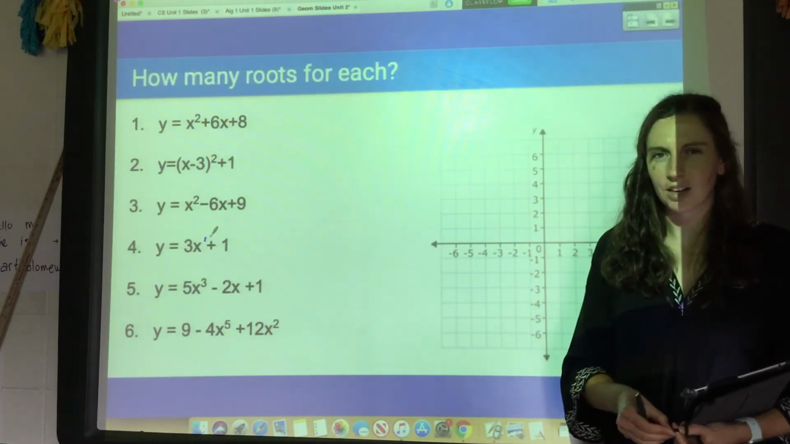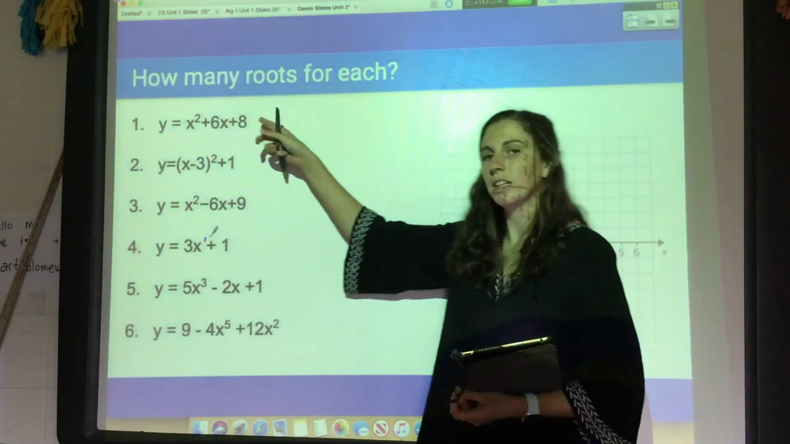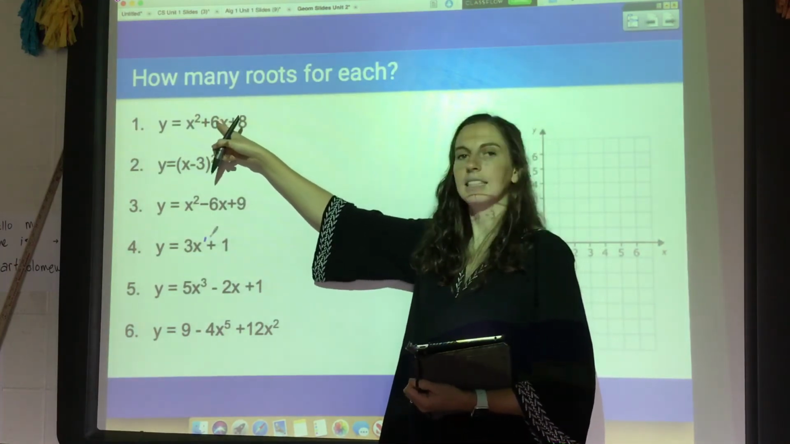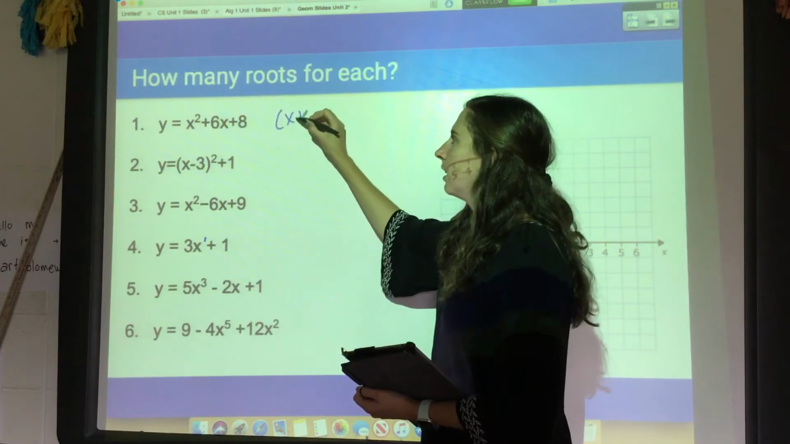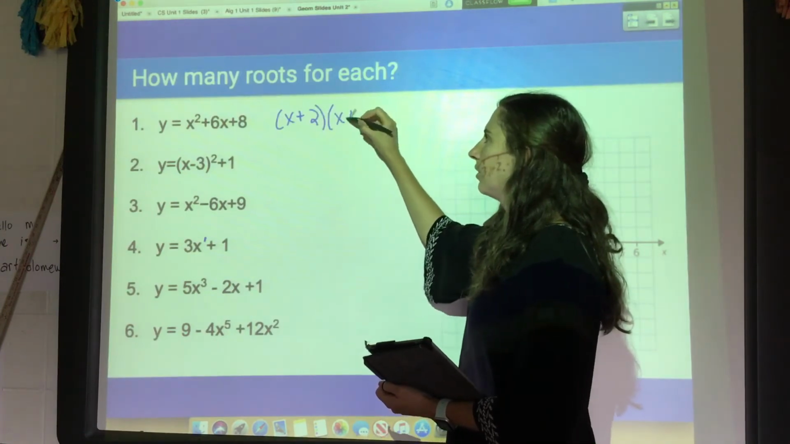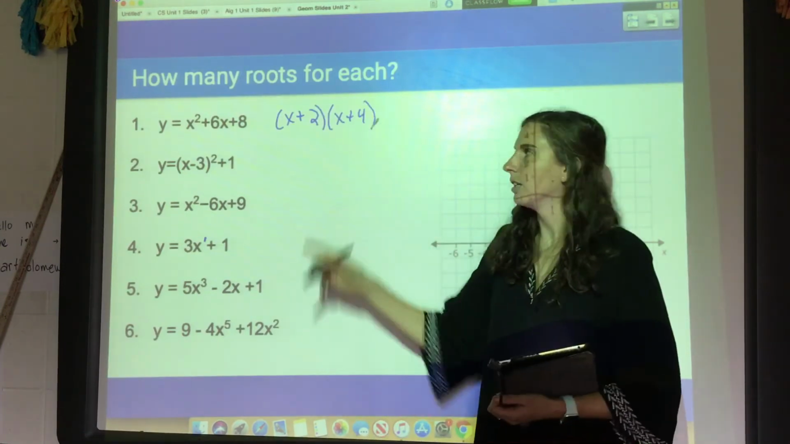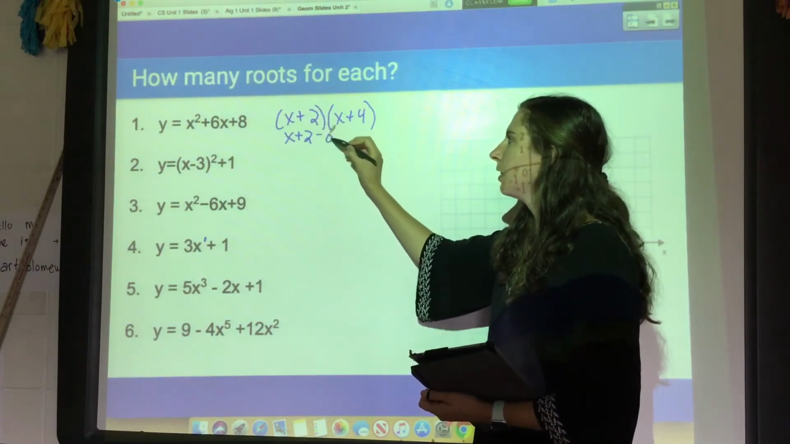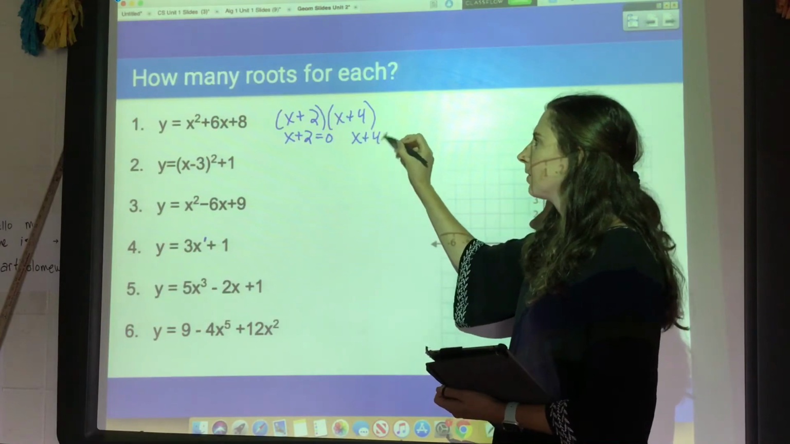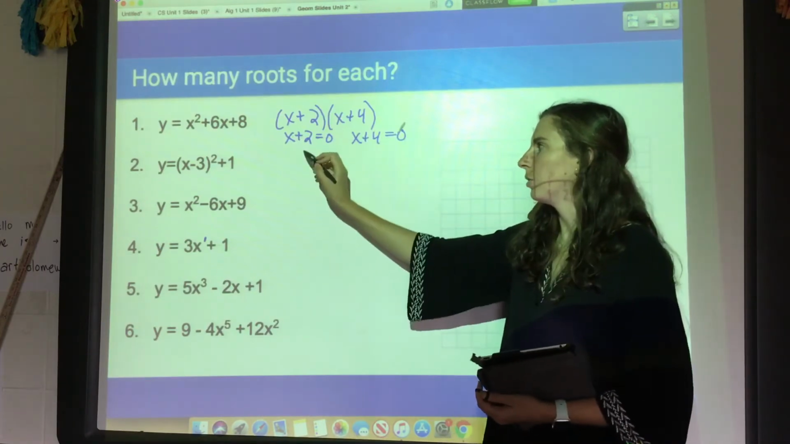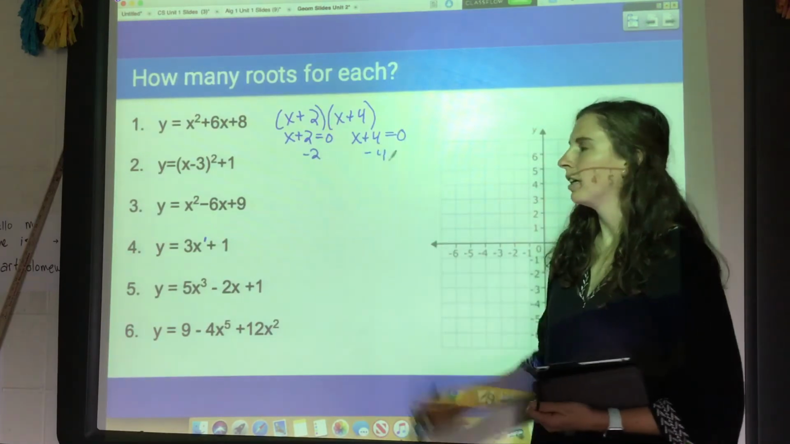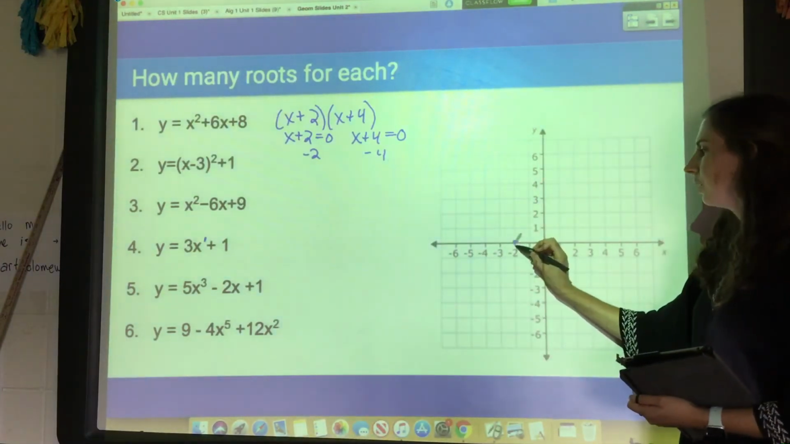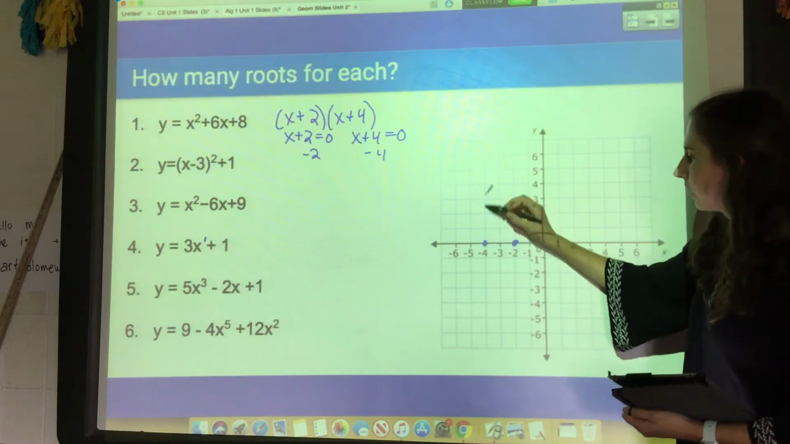We'll review this later on, but if you were to factor these, you could actually find the roots. Like what multiplies to give you 8 and adds to give you 6 would be 2 and 4. And then you could set those two factors equal to 0 and solve, and this would be -2 and -4. Those are your two roots that you were looking for, right here at -2 and -4, and it would look like this.